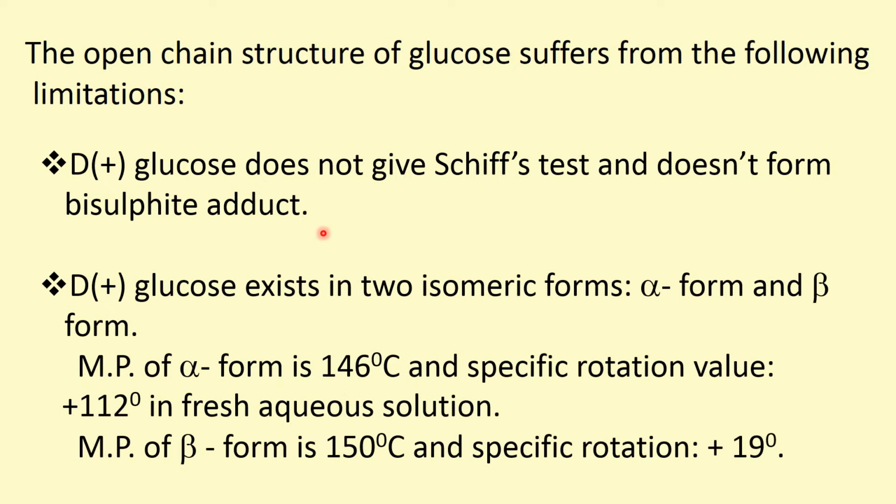Now, D plus glucose exists in 2 isomeric forms. One is alpha form and the second one is beta form. Melting point of alpha form is 146 degree centigrade and specific rotation value is plus 112 degree in fresh aqueous solution, whereas melting point of beta form is 150 degree centigrade and specific rotation is plus 19 degree.